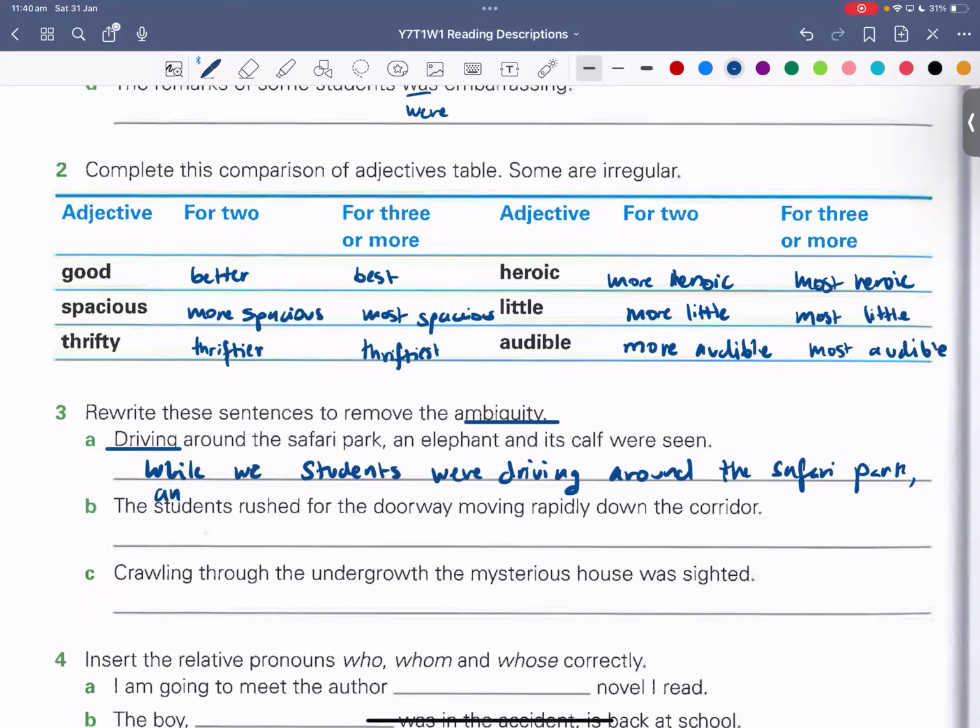Who here is in year 6? Okay, less than last time.